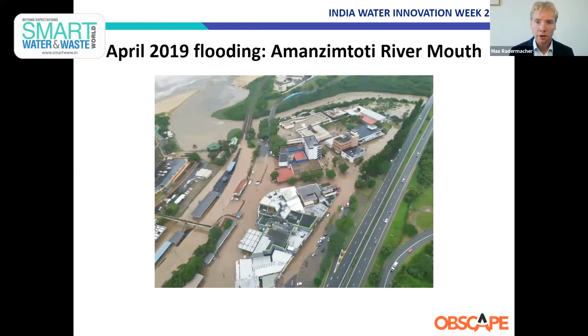Let's now zoom in on the mouth of Amanzimtoti River, which is south of the city of Durban. This aerial photograph shows the flooding in that area, and we also had some sensors in place there. Next slide.